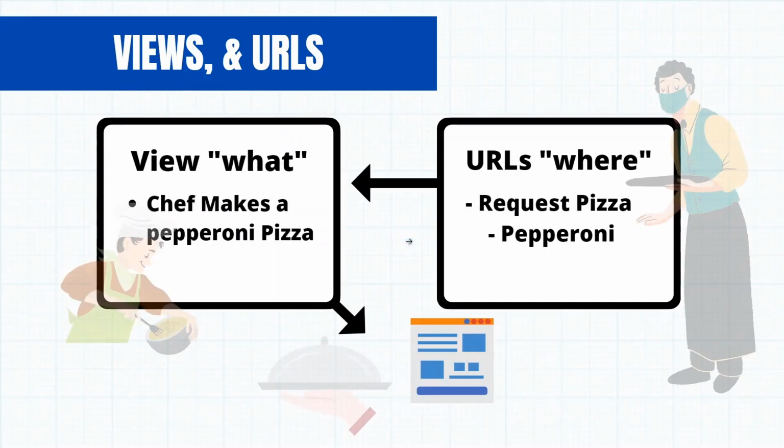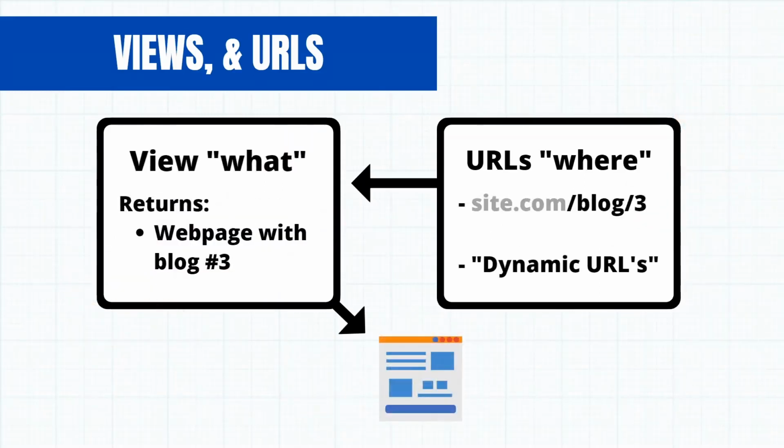But when you order food at a restaurant, sometimes you want to pass in specific ingredients. Like if you were requesting a pizza, you might want to tell them what toppings you want. And then when that order is sent over to the chef, he makes the pizza and adds whatever toppings were requested. The same thing can be done within Django using what are known as dynamic URLs. An example would be if you were going to mysite.com/blog/3, it would call the specific view that would return the web page with blog number 3.